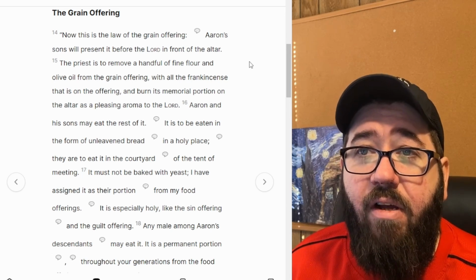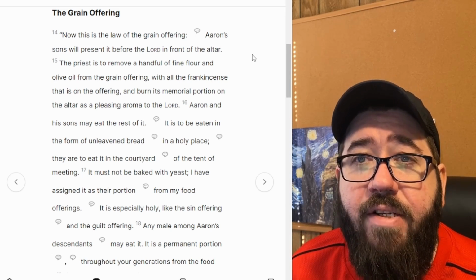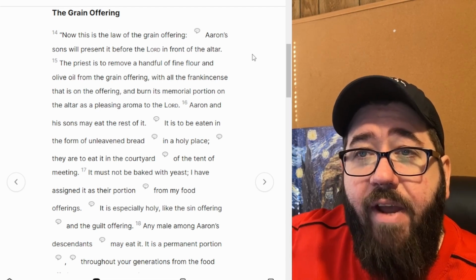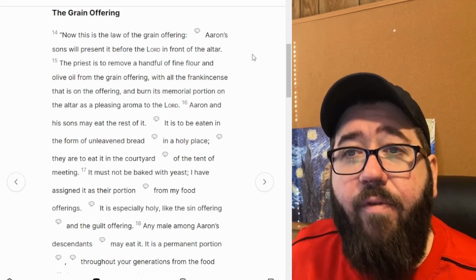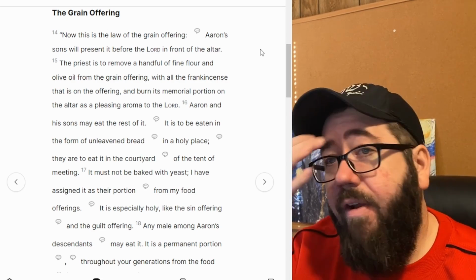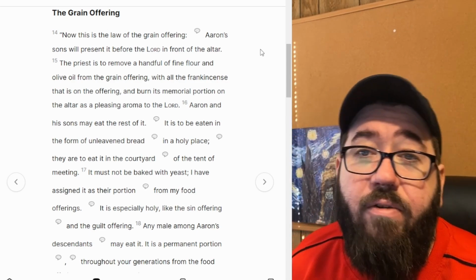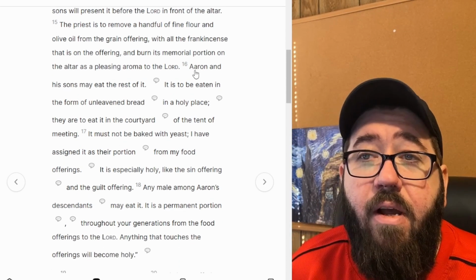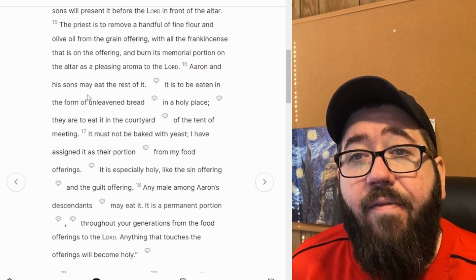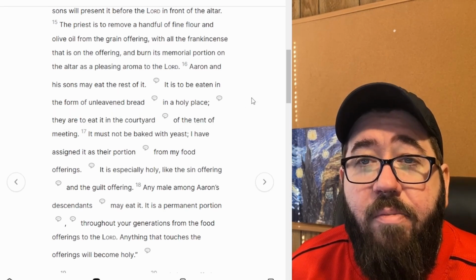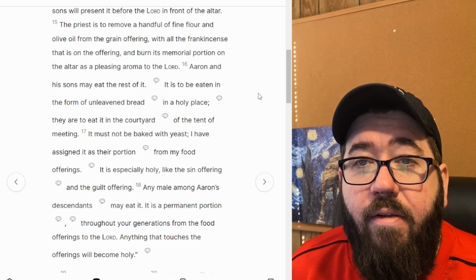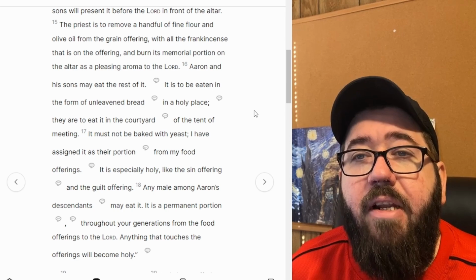Now this is the law of the grain offering. Aaron's sons will present it before the Lord in front of the altar. The priest is to remove a handful of fine flour and olive oil from the grain offering with all the frankincense that is on the offering and burn its memorial portion on the altar as a pleasing aroma to the Lord. Aaron and his sons may eat the rest of it. It is to be eaten in the form of unleavened bread in a holy place. They are to eat it in the courtyard of the tent of meeting.